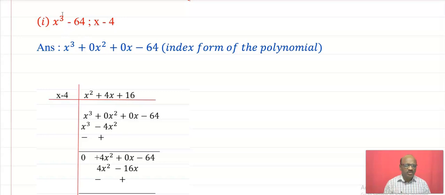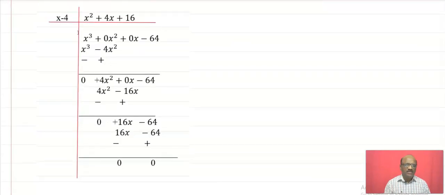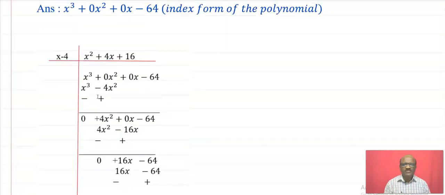मग बघा आता ही पॉलिनॉमियल x क्यूब minus 64 इन द इंडेक्स फॉर्म, स्क्वेअरचा टर्म नाहीये, सिंगल पॉवर नाहीये, म्हणून आपण 0x square plus 0x minus 64 या प्रकारे लिहिलंय. We have written in this manner. That is, square term is absent, and single power is also absent. That's why we have written x cube plus 0x square plus 0x minus 64. Now next, we divide by x minus 4. We'll divide this polynomial. बऱ्याच मुलांना हे डिव्हिजन जमत नाही.